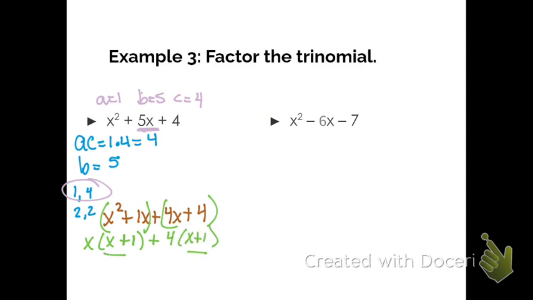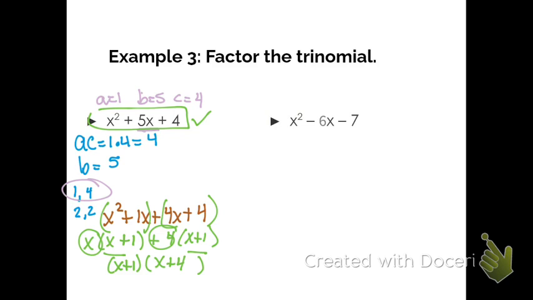If I've done this correctly, I have a common binomial, and then what I have left is the value that goes in my other set of parentheses, and I can check my work by multiplying these out, and I should get this original problem. Now I'll go through and try this next one.